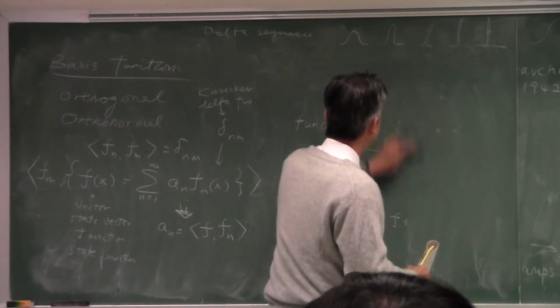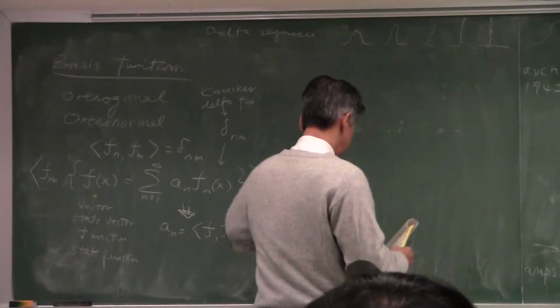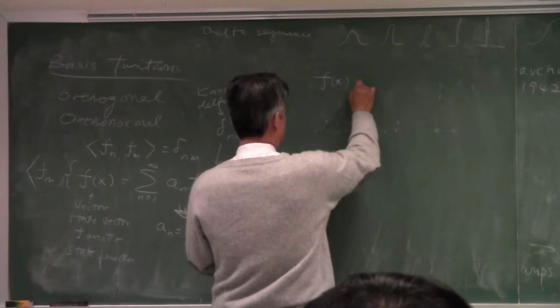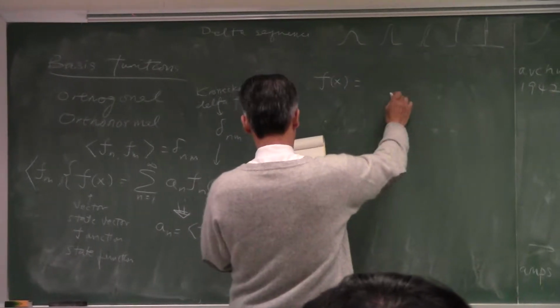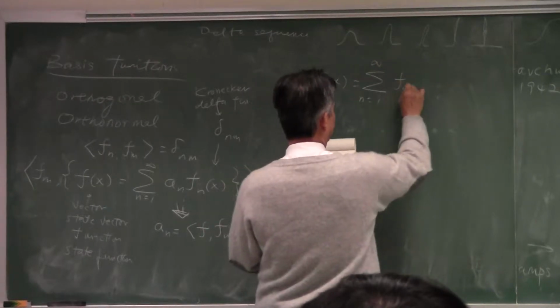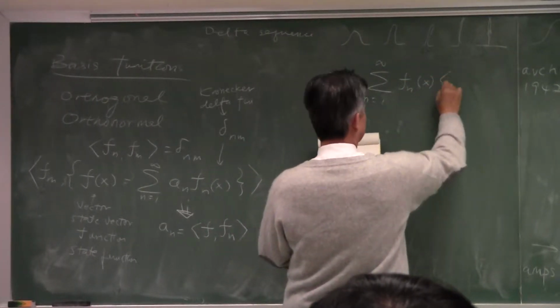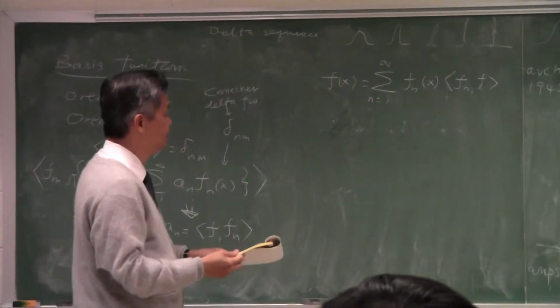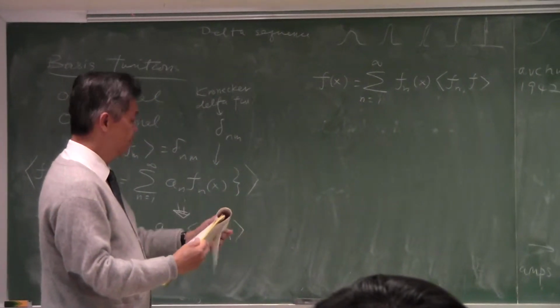So the general case is that if things are orthonormal, things are very simple, then I have f of x equals the sum from n equals 1 to infinity of f_n of x times <f_n, f>. Okay?